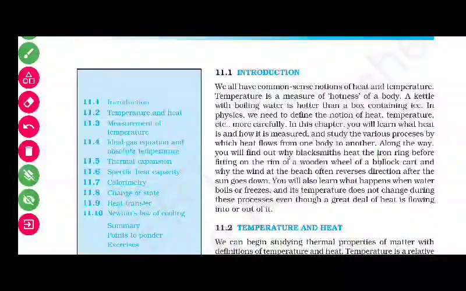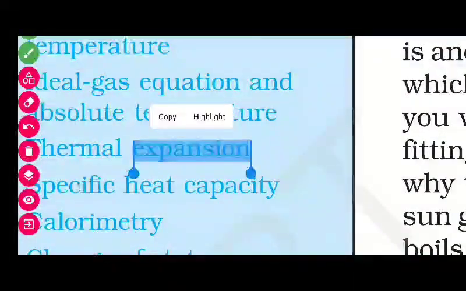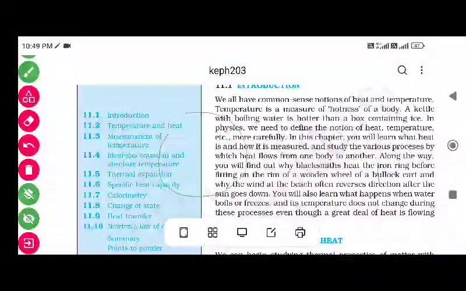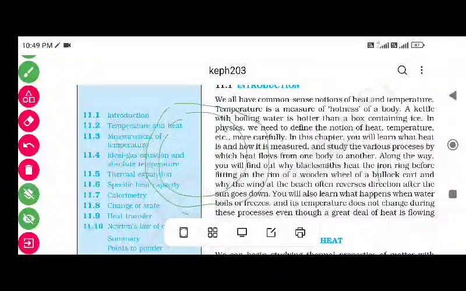Along the way you will find out why a blacksmith heats the iron ring before fitting it on the rim of a wooden wheel of a bullock cart. You see, the blacksmith has to put an iron ring around a wooden wheel. So what does he do? He warms it to a certain temperature so that it expands. The iron is almost the size of this wheel, but they warm it to a very high temperature, and you will learn later that it expands.